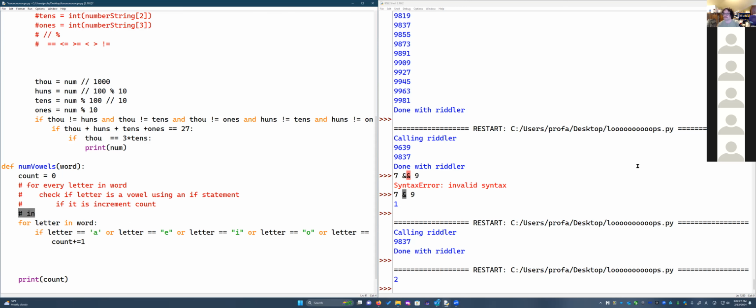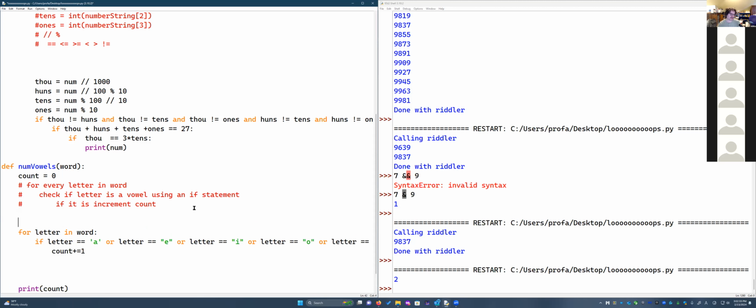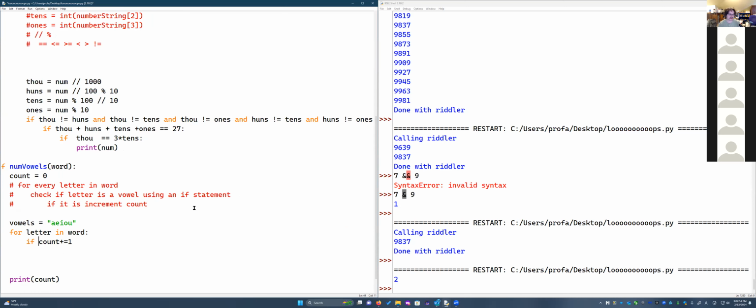Cora, for your code, you want word equal to word dot lower. Anyway, for letter in word, what we can do is create a string called vowels, rather than a string list, equal to A-E-I-O-U. And this is why I like this: once you see it, it feels very natural. It reads very naturally in English.